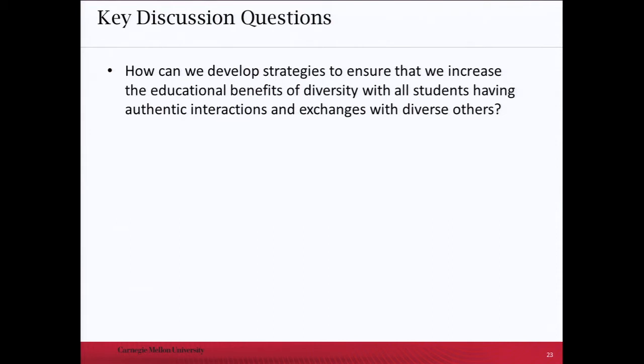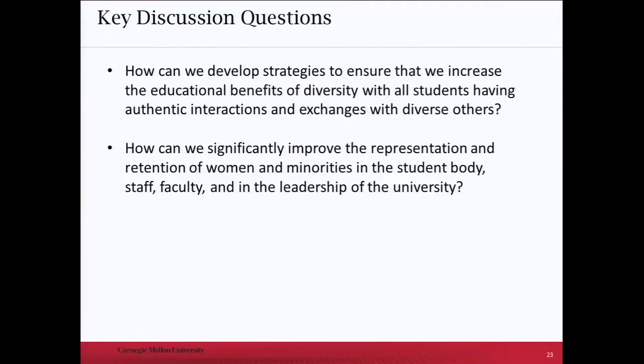So how are we going to develop strategies to ensure that we increase the educational benefits of diversity, with all students having authentic interactions and exchanges with diverse others? It's one thing to assemble a group, it's another thing to get the benefits of the engagements across, to really get the benefit of the diverse group that we're assembling. How can we improve the representation and retention of women and minorities in the student body, the staff, faculty, and the leadership of the university? How can we gain success for all of these groups?